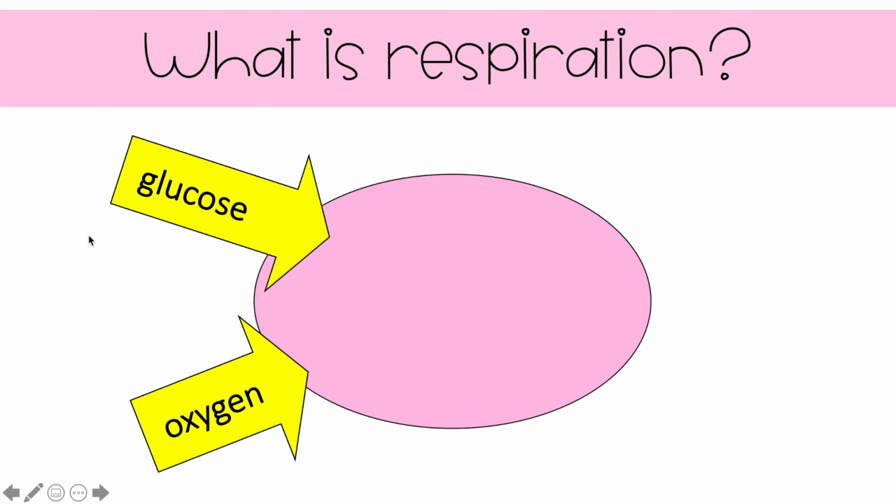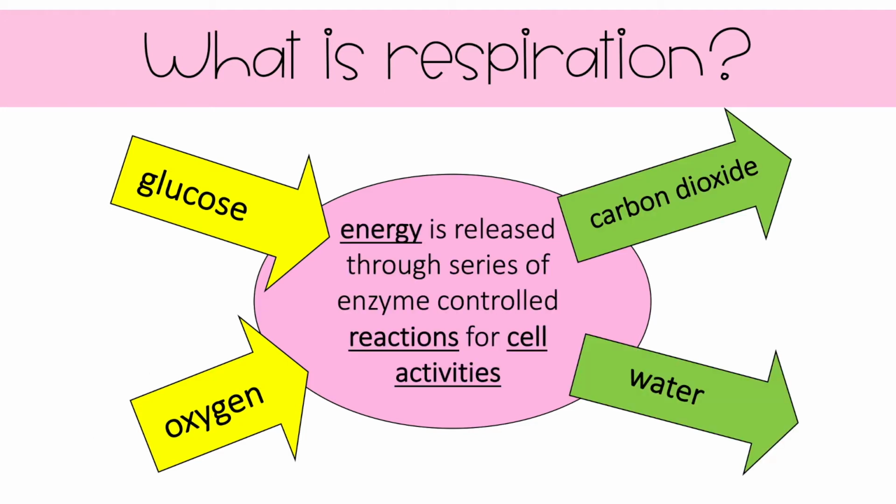Glucose is a type of sugar and it is broken down into its elements. So our overall reaction for respiration is glucose plus oxygen gives us water and carbon dioxide. And to do this, the cells have to go through a series of enzyme-controlled reactions. So our glucose and our oxygen are the raw materials, and our carbon dioxide and our water are our waste products. And the purpose of this reaction is to release energy.